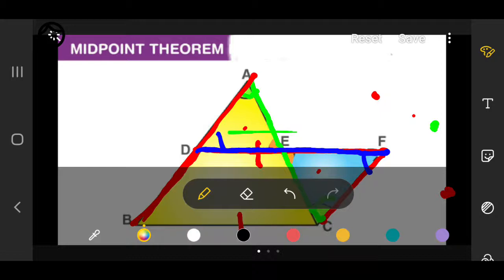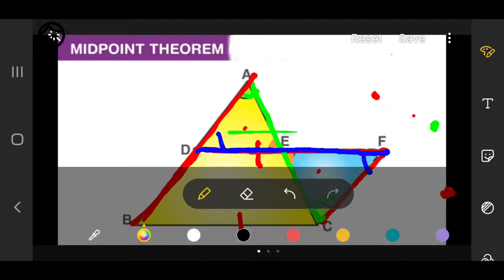Sorry, that congruency rule you didn't study. Here, vertically opposite angles are equal, angle A equals angle C. It is given that AD equals DB. You know that AD equals DB.